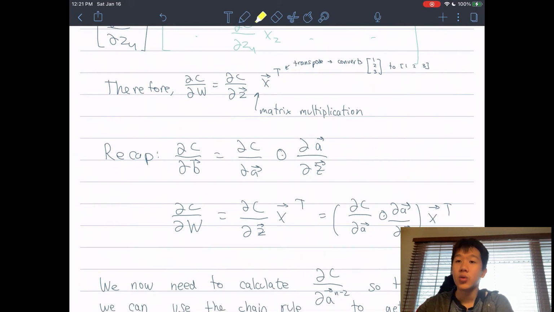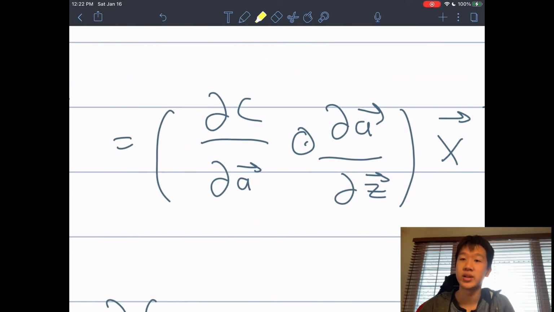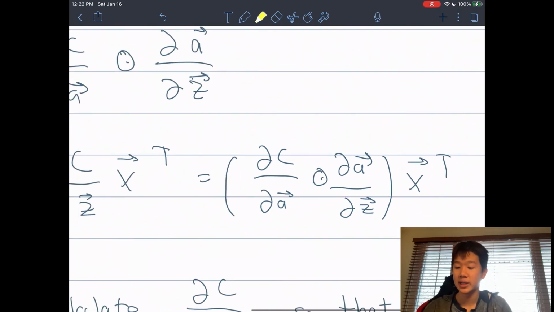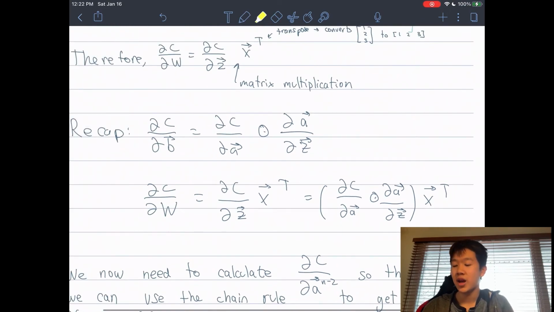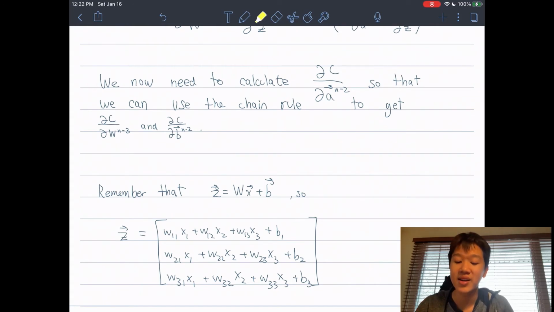As a recap, we have seen that del c over del b is equal to del c over del a element-wise product with del a over del z, and then del c over del w, the matrix, is equal to del c over del z matrix multiplied with the transpose of x. And if you expand it, you see that it gives us del c over del a vector element-wise product with del a over del z, then matrix multiplied with x transpose. We now need to calculate del c over del a n minus 2, so we can use the chain rule to get del c over del w n minus 3, and del c over del b n minus 2.